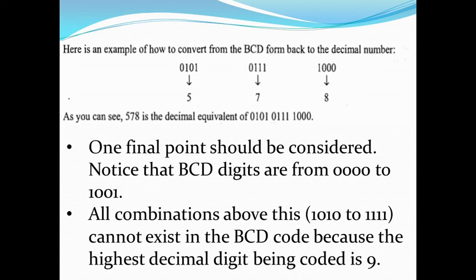One final point should be considered. Notice that BCD digits are from 0000 to 1001 only. The reason is that a decimal digit is from 0 to 9 only. So corresponding to 9, 1001 will be there. All combinations above this, from decimal 10 to decimal 15, that is 1010 to 1111, cannot exist in BCD code because the highest decimal digit being coded is only 9.